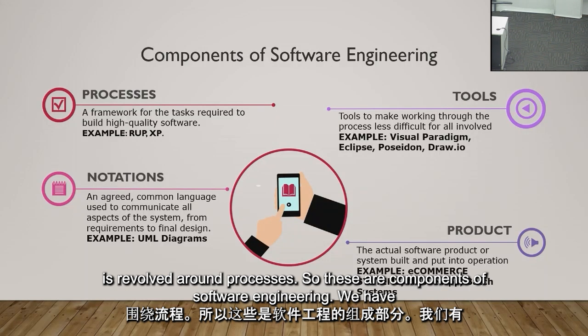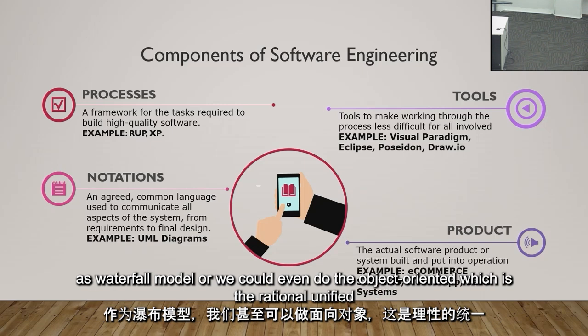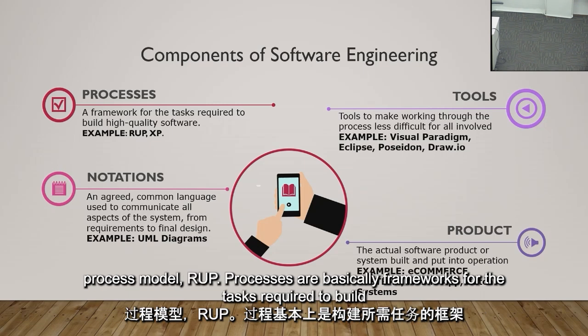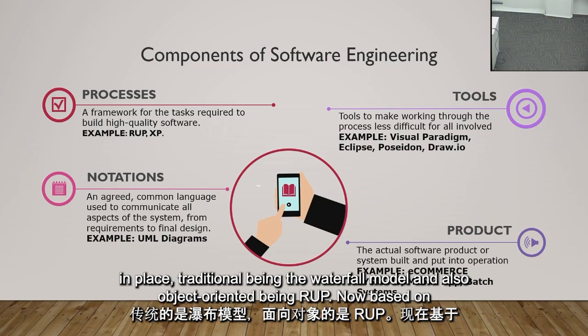So these are components of software engineering. We have processes. Processes are basically methodology. We can take on the traditional methodology such as the waterfall model, or we could even do the object-oriented one, which is the Rational Unified Process model, RUP. Processes are basically frameworks for the tasks required to build high-quality software. Frameworks are also called methodologies. So there are many methodologies in place, traditional being the waterfall model, and object-oriented being RUP.